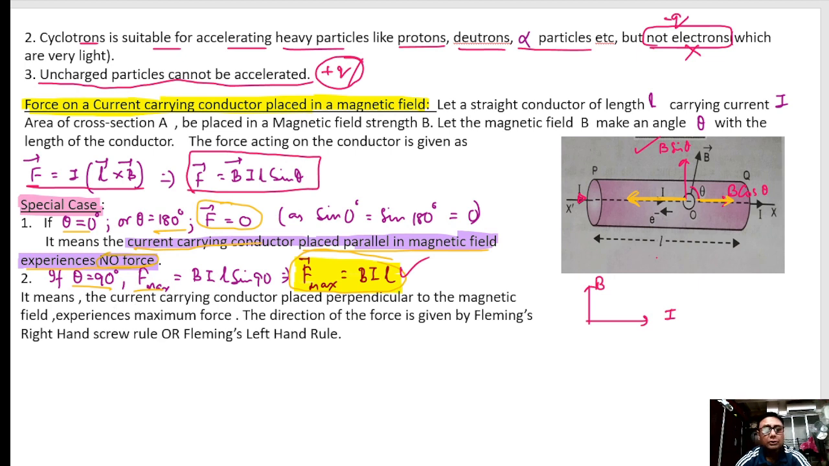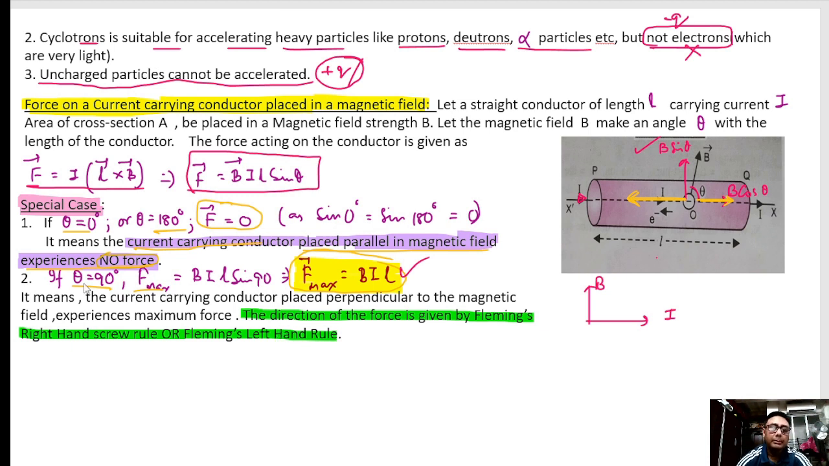And what is the direction of the force? We can use Fleming's rule. Please note, very, very important, for finding the direction of the force. The direction of the force is given by Fleming's right hand screw rule or Fleming's left hand rule. This is how you will be finding the direction of the force.